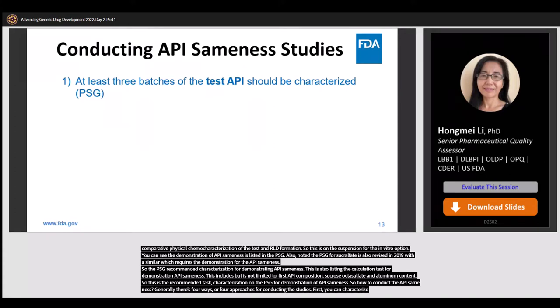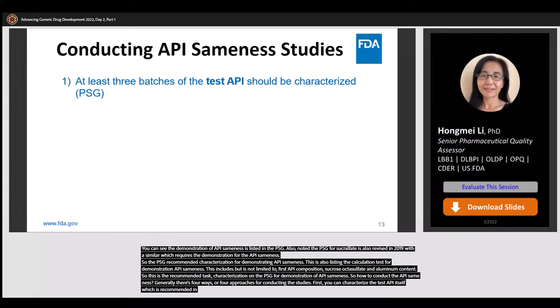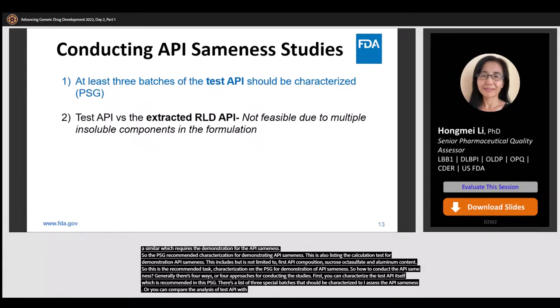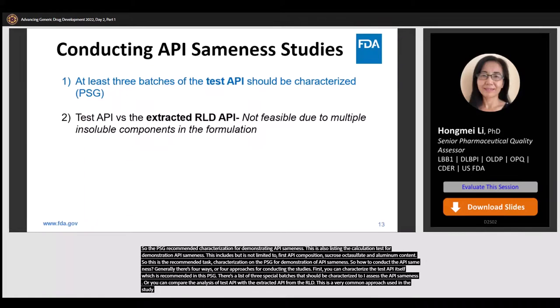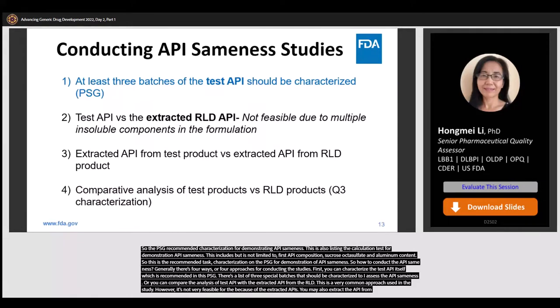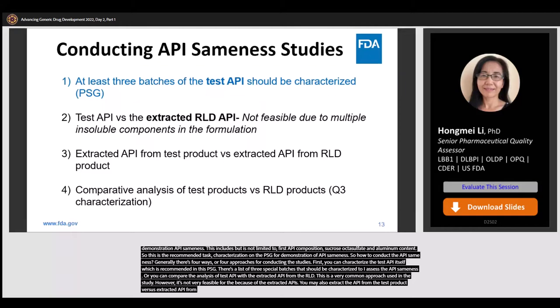At least three batches of test API should be characterized to assess API sameness. Or you can do comparative analysis of the test API with the API extracted from the RLD. This is a very common approach used in the study. However, it's not very feasible for sucralfate because there are multiple insoluble components in the formulation that interfere with the characterization of the extracted API. Then you may also extract API from the test product and compare it with API extracted from the RLD product, if both use the same formulation.